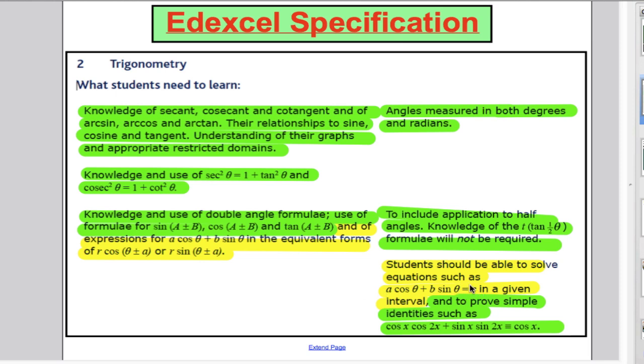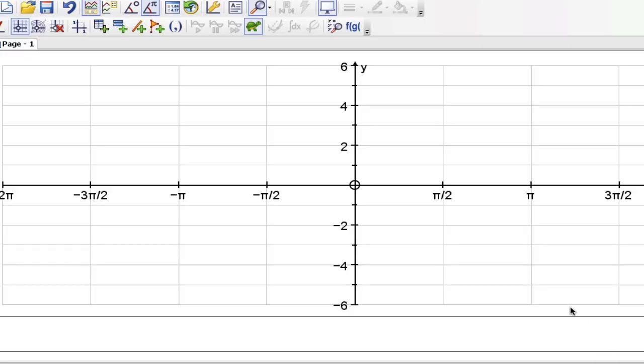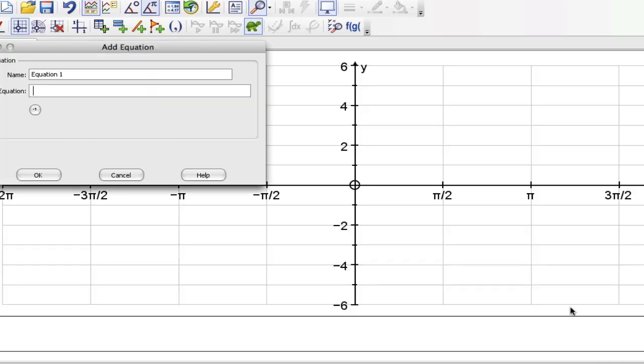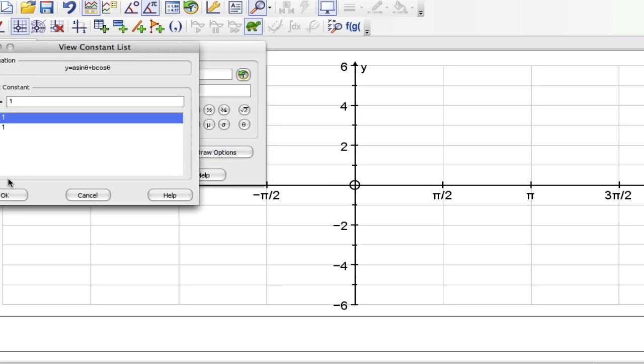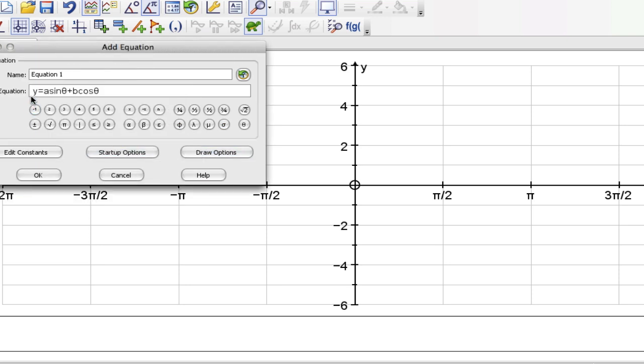Before I launch into this topic and how to do the various aspects of it, I want to start off by looking at some graphs to give you the bigger picture here. So I'm going to go to some software called Autograph that draws graphs out for us. I'm going to draw the graph y is equal to a lots of sine theta plus b lots of cos theta. I'm going to start by making a and b equal to 1. So really I'm drawing the graph y is sine theta plus cos theta.